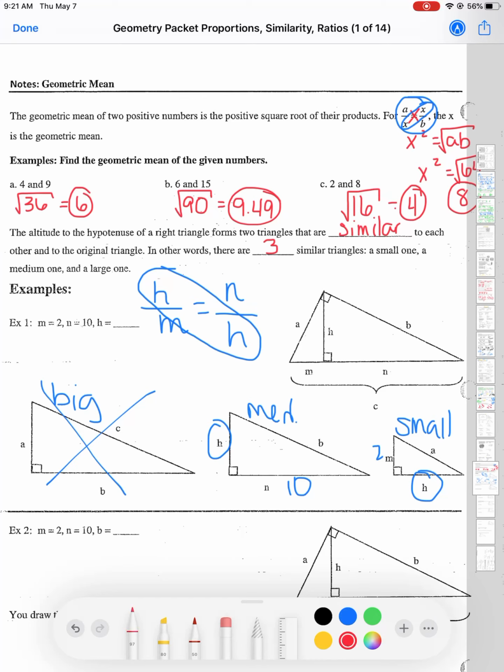So they gave me M and N. So I have H over 2 equals 10 over H. So I have H squared equals 20. Take the square root of 20, and I get about 4.47 as H.